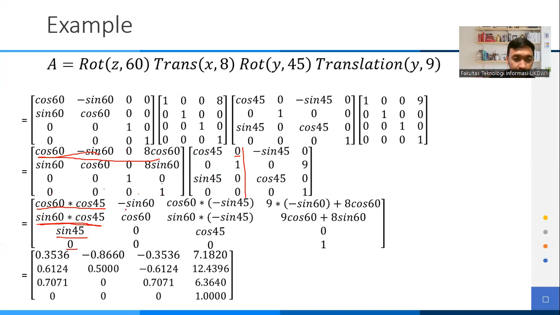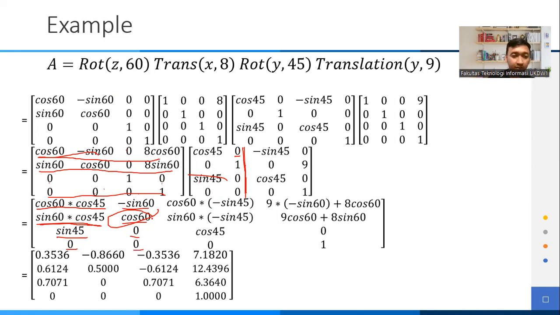Minus sin 60. And for the second row, we calculate the second row with the second column. Sin 60, 0, cos 60, 0, 0, and sin 60, 0. So the result is cos 60 plus 0, 0 plus 0, 1 plus 1, 0 plus 0, 0. So the result is 0. After that, for the fourth row, 0, 0 plus 0, 1 plus 0, 0 plus 0, 1. So the result is 0.